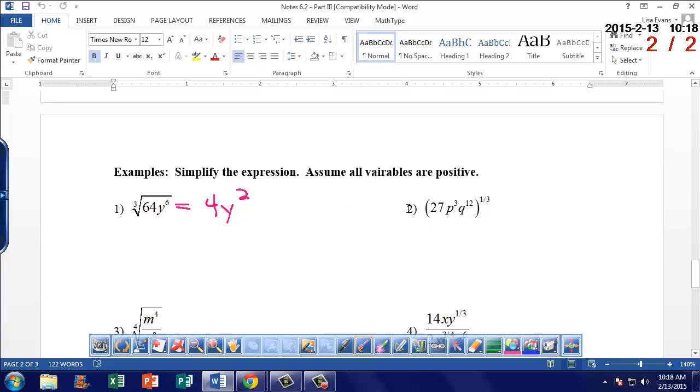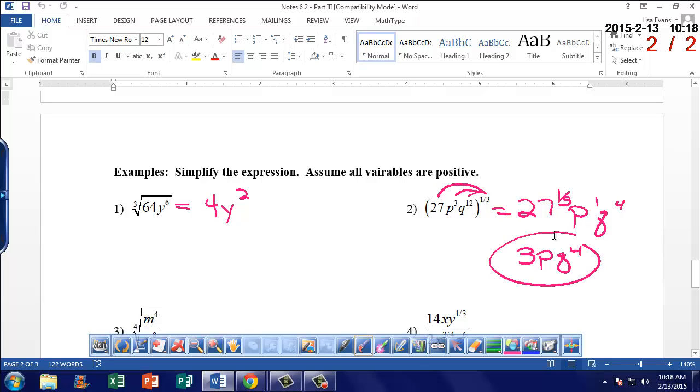Okay, let's look over here. This one, we can go ahead and distribute. So I get 27 to the 1/3 power, p to the 1st, and q to the 4th. These are perfect. There's nothing I need to do there. What's the cubed root of 27? 3. So my answer is 3p q to the 4th. So not so bad, right?